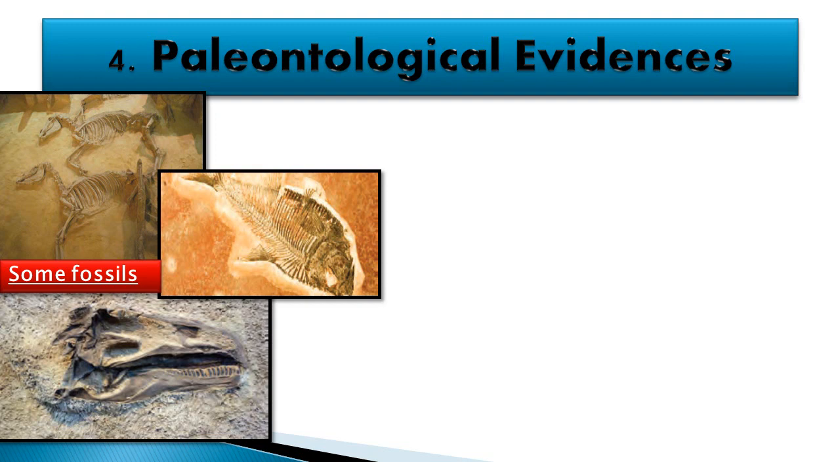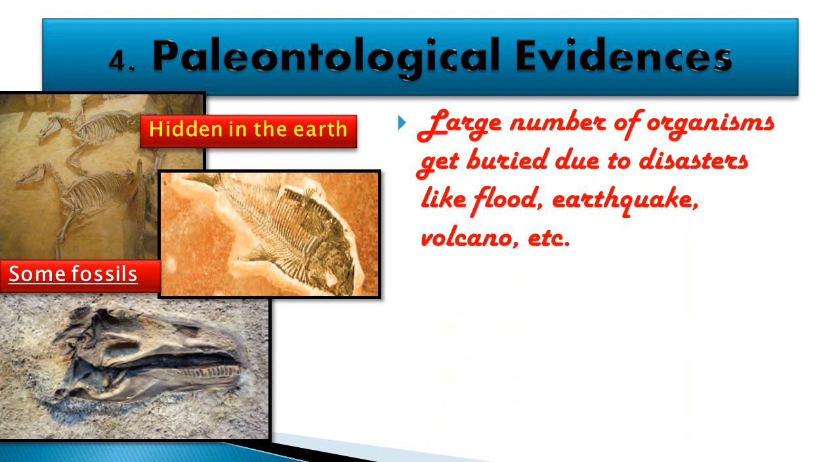Okay, so students, a question may arise in your mind: which organisms existed millions of years ago? Like dinosaurs, but we are curious about the dinosaur and all the species which existed on the earth millions of years ago. And how can we tell this? This secret has been hidden in the earth, and a large number of organisms get buried due to natural disasters like flood, earthquake, volcano, etc.